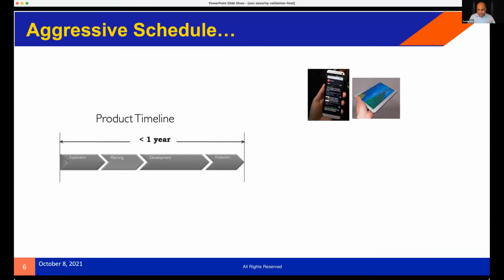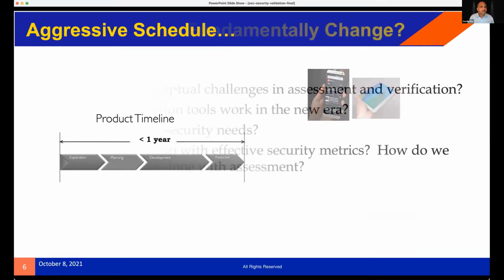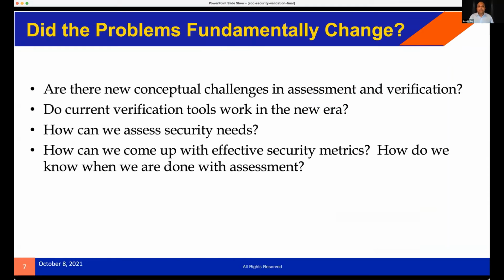But in all of these approaches, it's also possible to lose sight of some of the fundamentals, so we need to ask ourselves this question. Okay, did the problem fundamentally change? What exactly was the problem and how did it change? Are there new conceptual challenges? Will the verification and assessment tools that we have worked on for decades work in the new era, or do we need to rethink? That is the question in front of this panel.